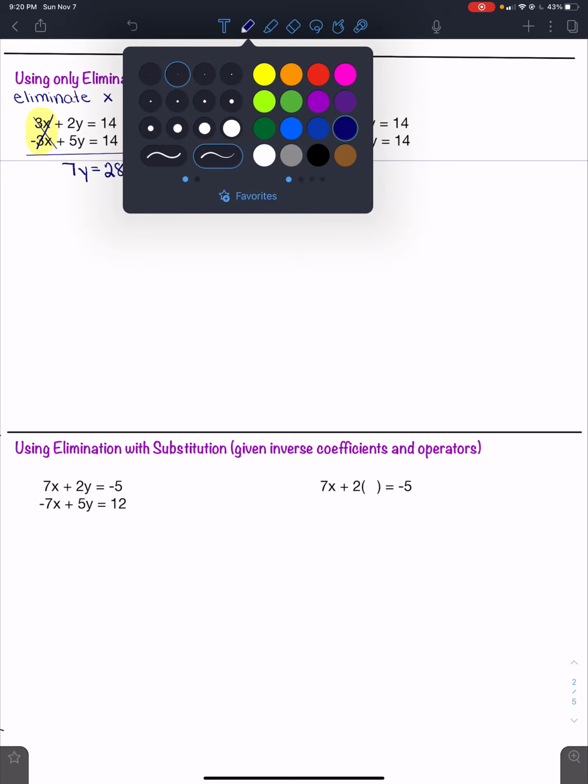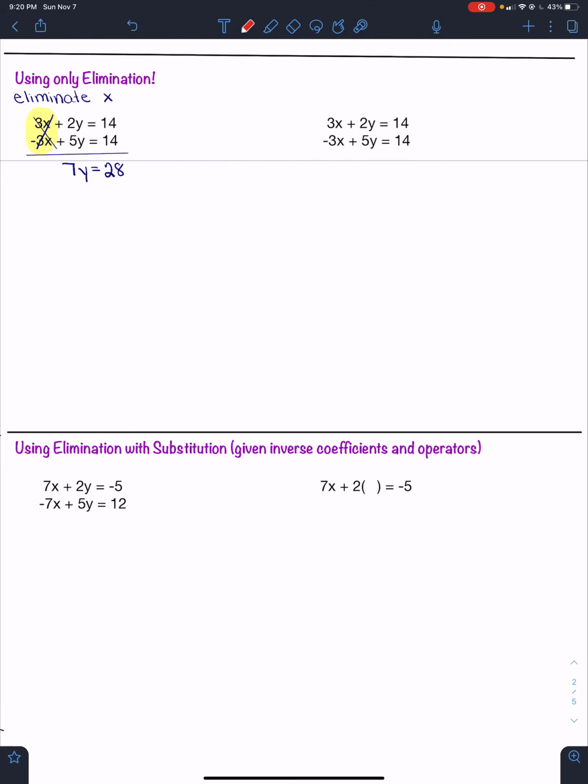Okay. Then I'm going to go ahead and divide both sides by 7 so that I can get y by itself. So we get y equals 4. Okay, so that's elimination when we're eliminating x. Now, same exact equations. What I'm going to go ahead and do on this one is eliminate y.